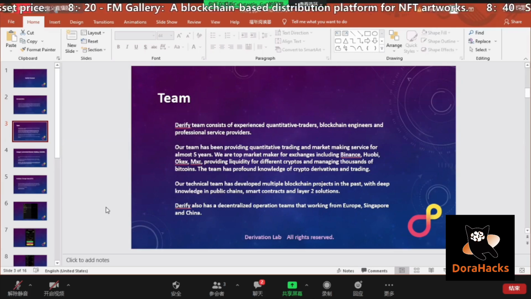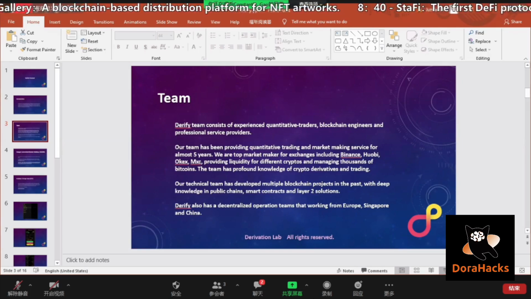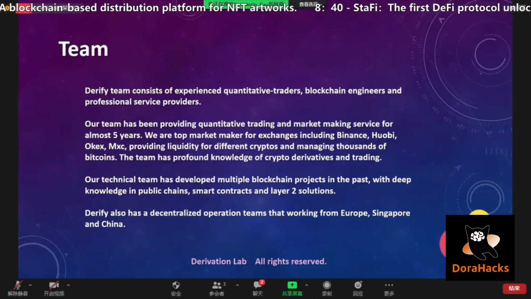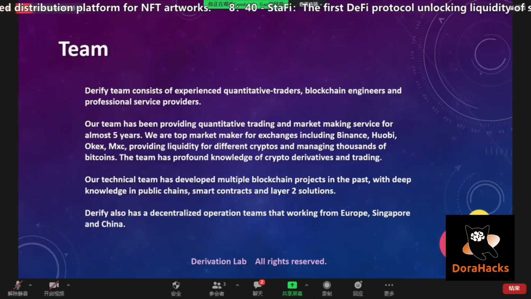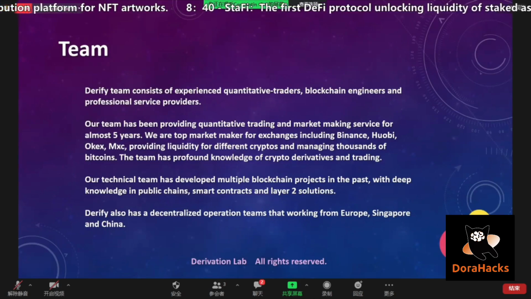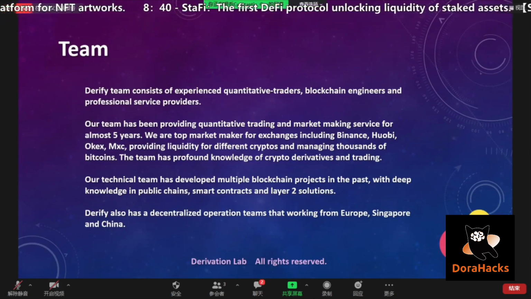Our team has already developed multiple blockchain projects in the past, with some knowledge in public chain, smart contracts, and other solutions. We also have a decentralized operation team working from Europe, Singapore, and China.